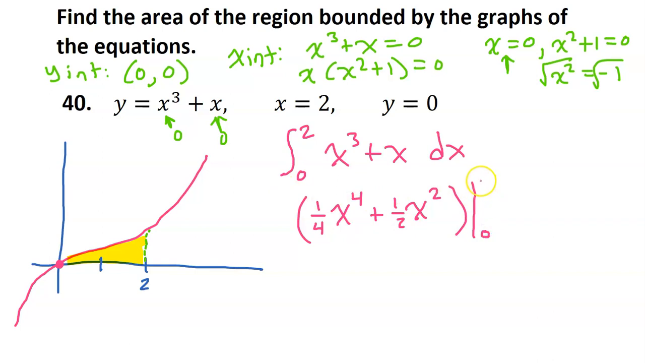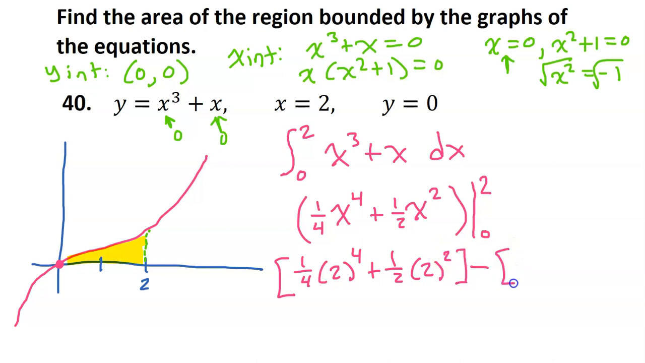So here are my limits of integration, which remind me to evaluate at the upper limit and then subtract the value at the lower limit. So let's start with that upper limit. If I evaluate at 2, I will have 1/4 times 2 to the fourth power plus 1/2 times 2 to the second power minus. Okay, now I'm going to evaluate at the lower limit.